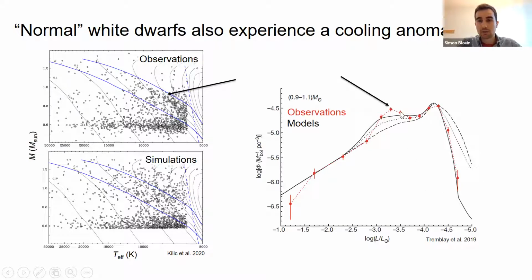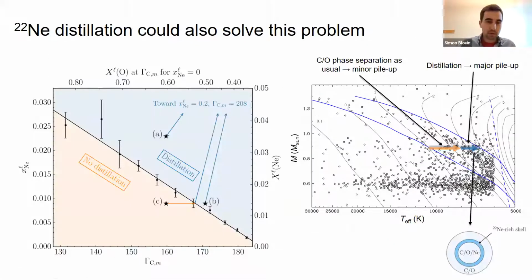2019. So there is this peak here that is not reproduced by the models. And it happens at the same luminosities as this overdensity that we see here. So my hypothesis is that neon-22 distillation can also explain the second delay. So what will happen with those stars?